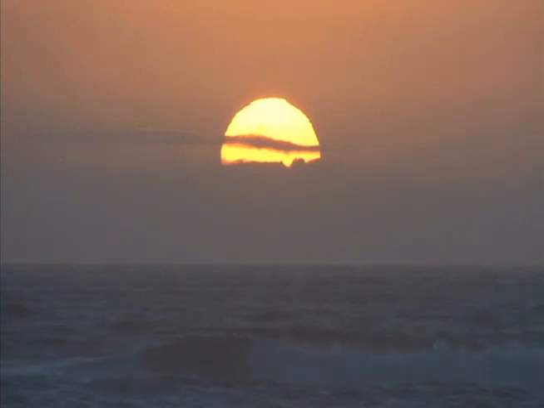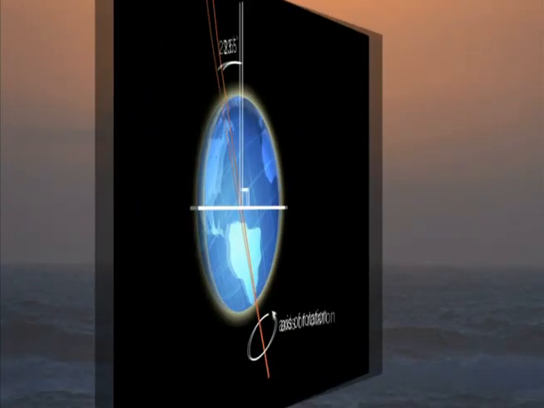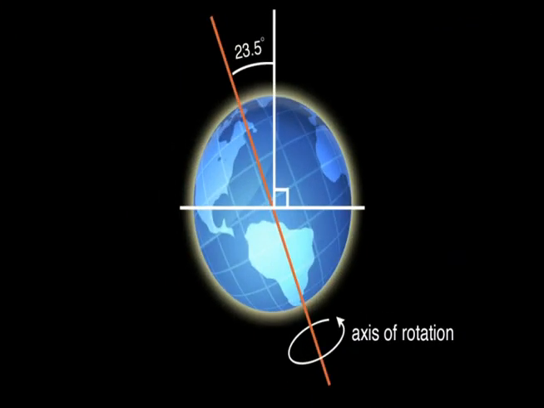Now that you better understand solstice, think about this. What would happen if the Earth wasn't tilted 23.5 degrees?